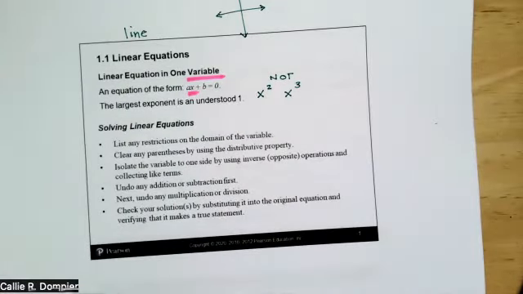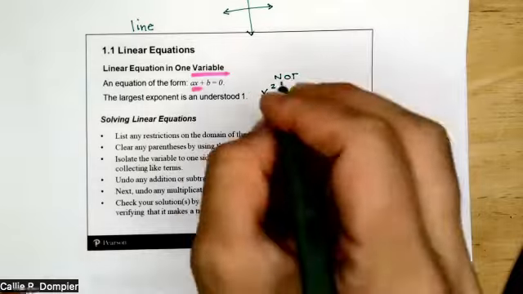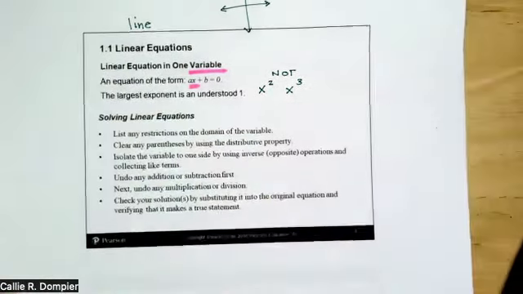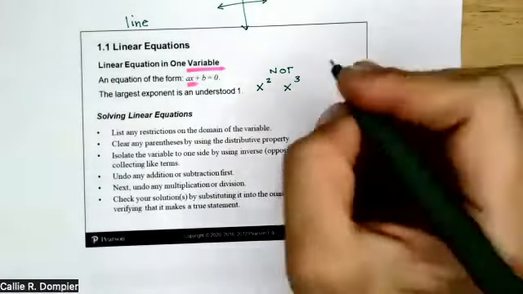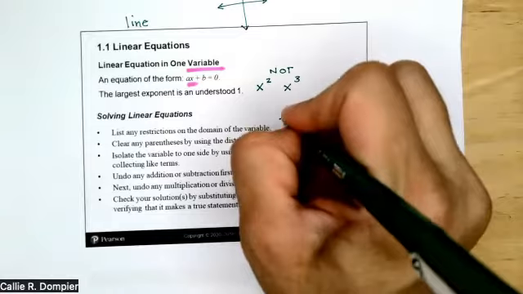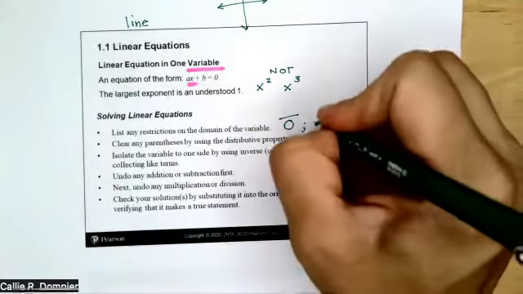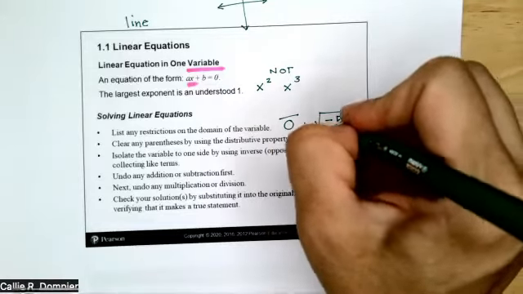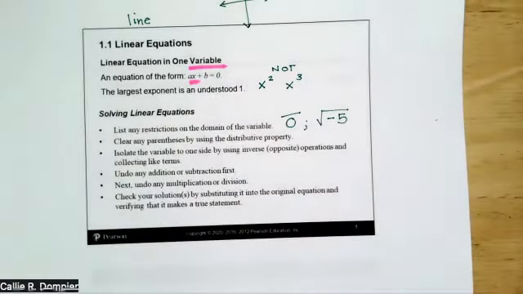So to solve linear equations, list restrictions on the domain of the variable. This is very confusing, but if you just memorize the 2 domains it cannot be, it will help you. Anytime they're asking about the domain, they're trying to get us to ensure that you never have 0 as your denominator and you never have a negative under the square root, okay? So these are restrictions on the domain.